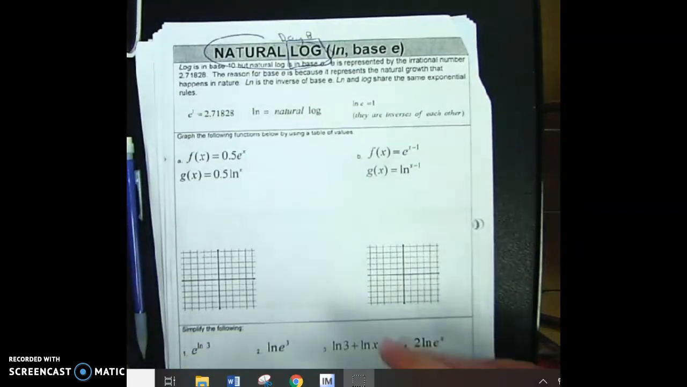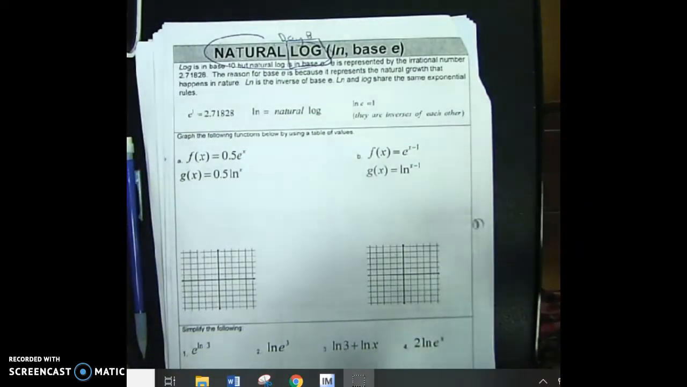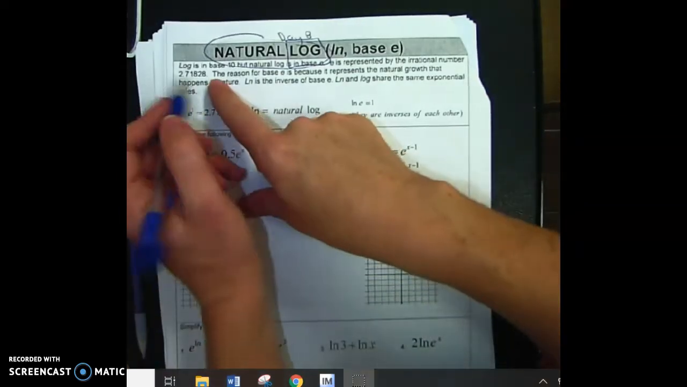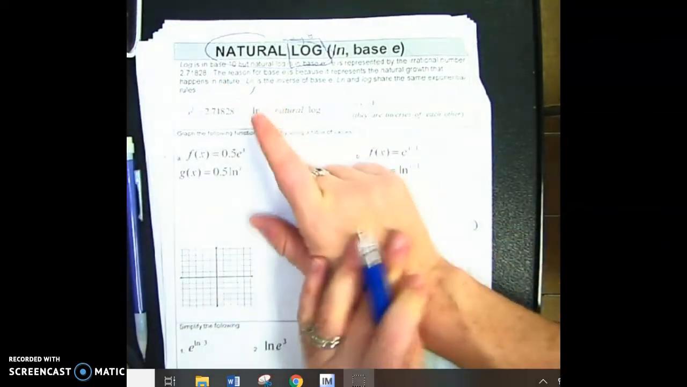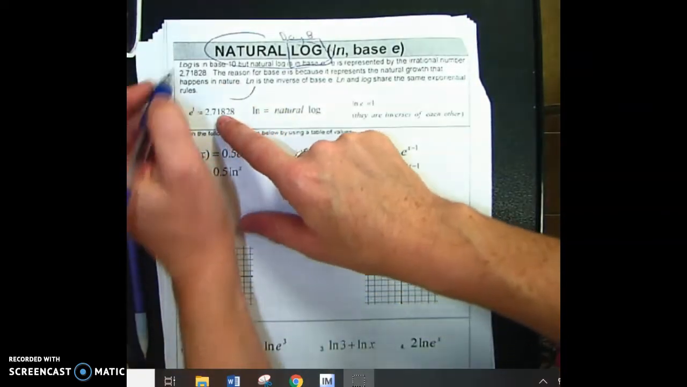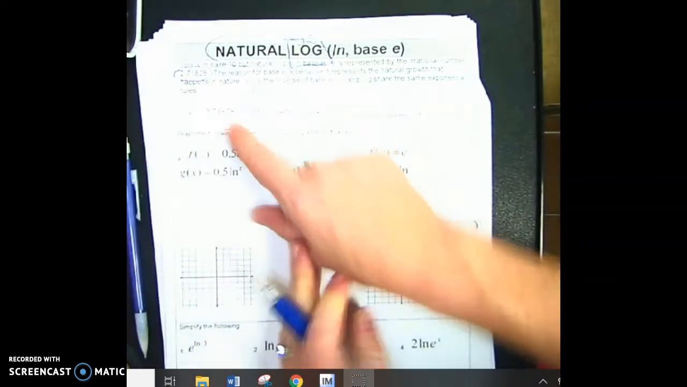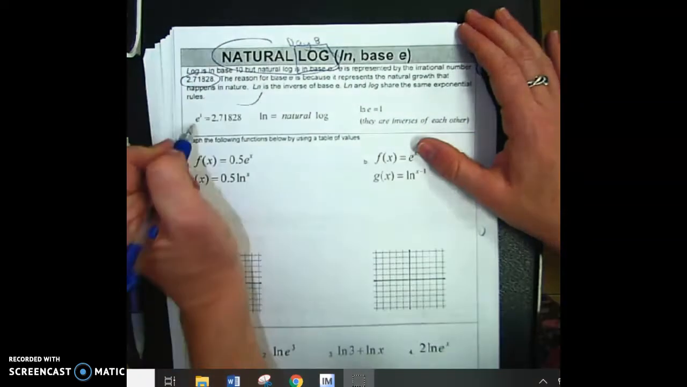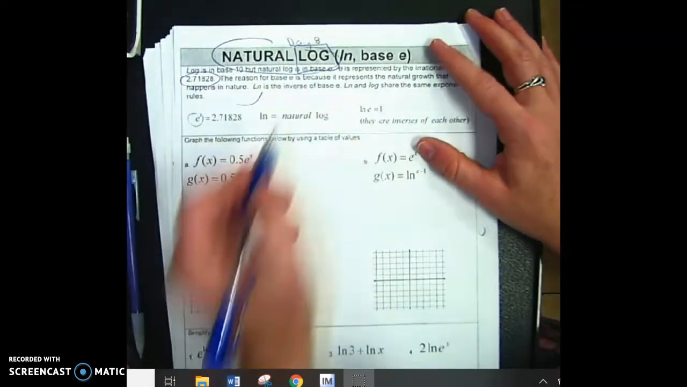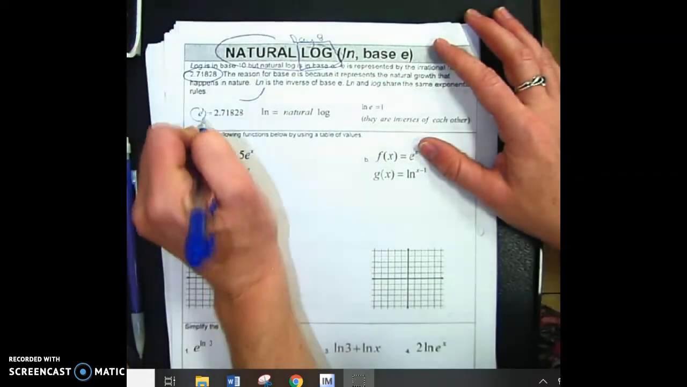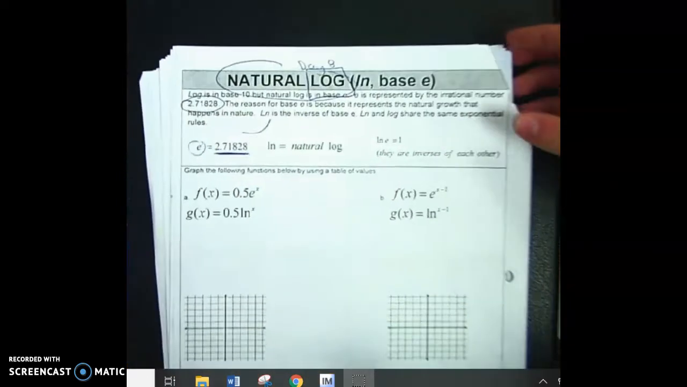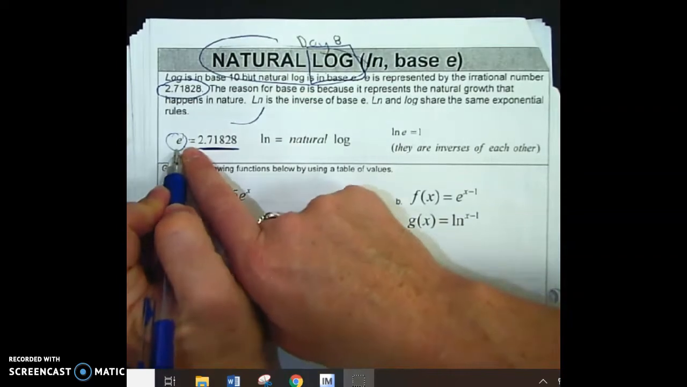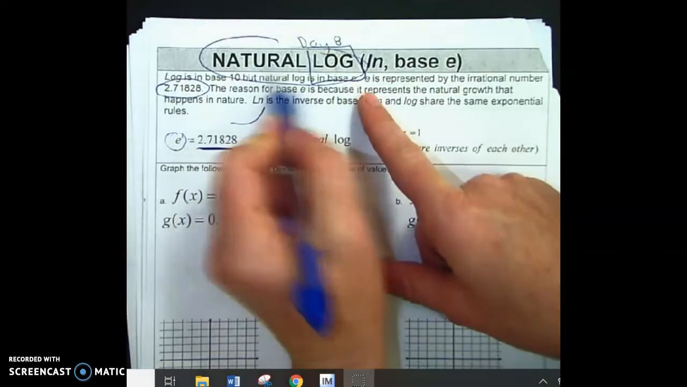So if you were to talk about a plant or humans, they grow at a certain rate and it's very similar. When they did that, they realized, oh, okay, it grows at about this base. So they decided to call that base E. If you put E to the first in your calculator, this is what would come up. Whenever we're talking about base E, that's not the log, that's the natural log.